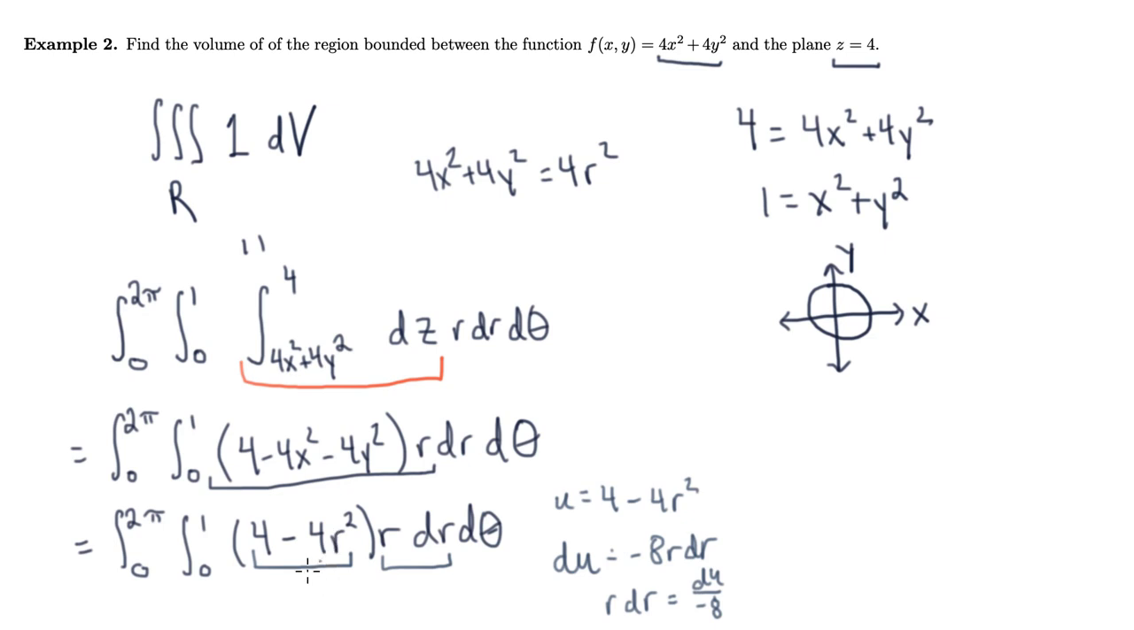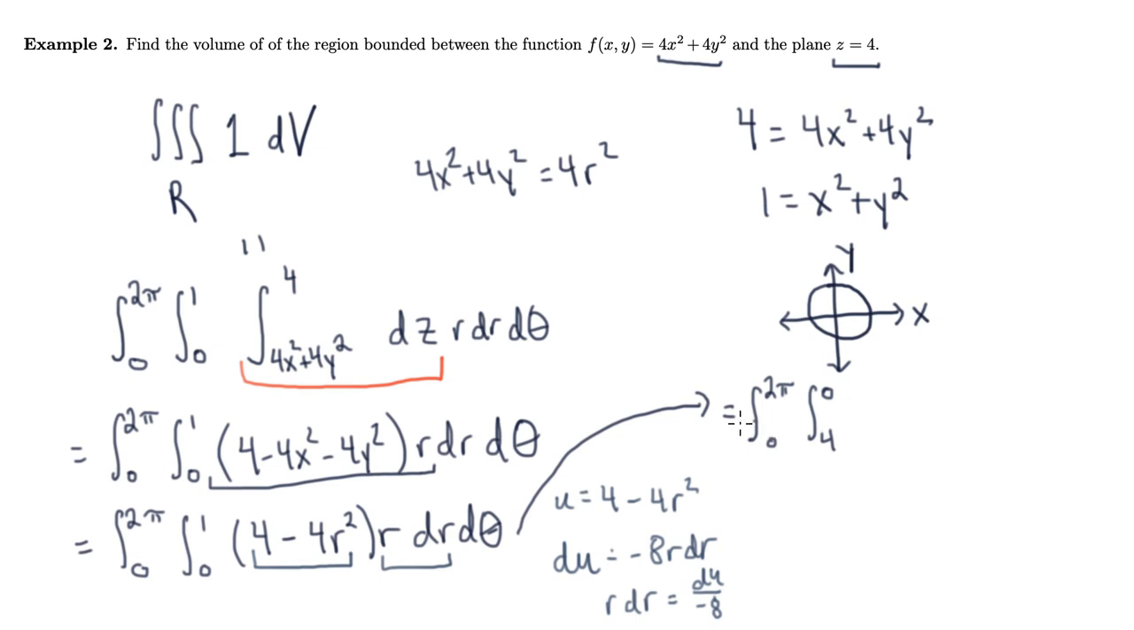So I'm going to get a factor of negative 1/8, but other than that, the substitution is going to work really nicely. So let's go over here and actually do it. So we have the integral from 0 to 2 pi. And now we need to change our limits. So notice that when r is equal to 0, we have u is equal to 4. And when r is equal to 1, u is equal to 0.